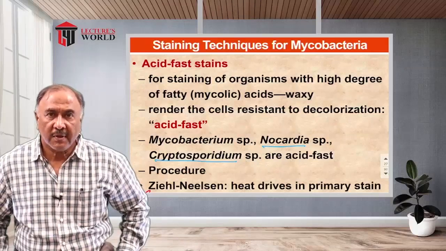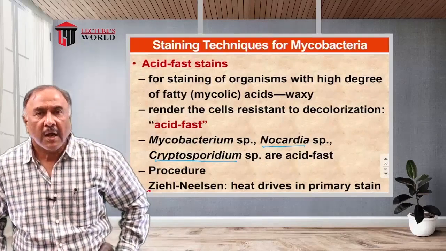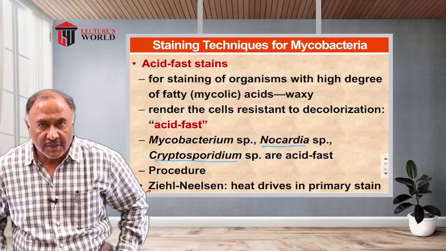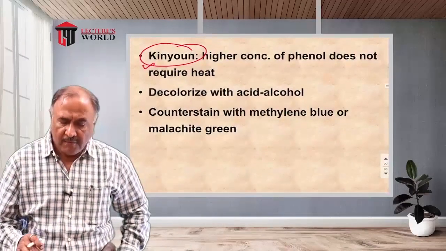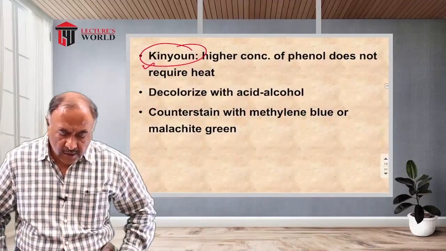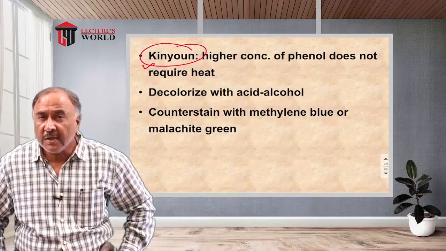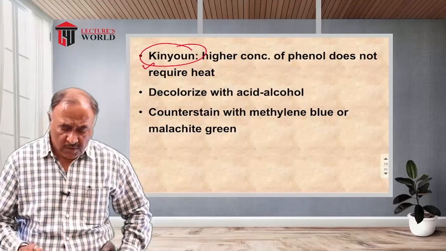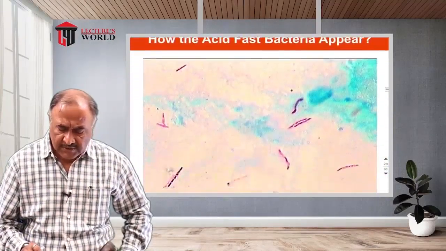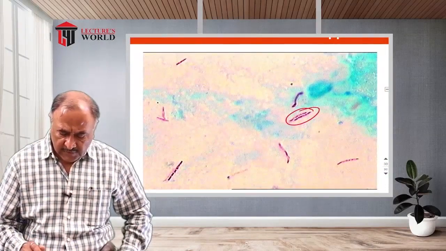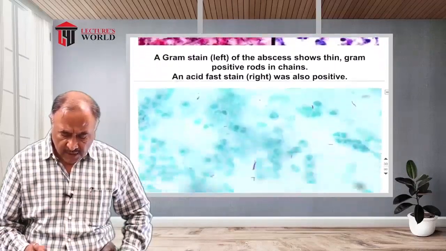They retain the primary stain and they look different from non-acid fast organisms, which are stained by a counter stain, that is malachite green or methylene blue. In a few cases, there is another technique, the Kinyoun technique, which is a cold method of acid fast stain. That is, heat is not employed for staining the organisms. So this is a Ziehl-Neelsen carbol fuchsin stain. And how do these acid fast bacteria appear? As you can see in these diagrams, these are the ways acid fast organisms are shown here.